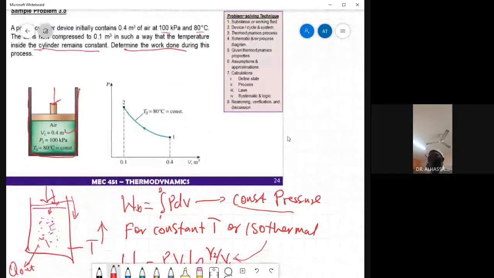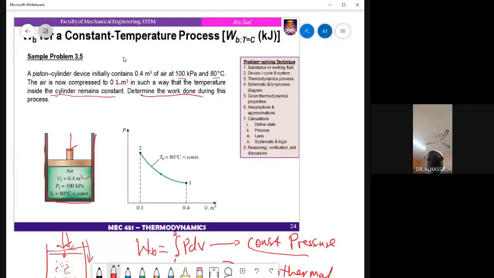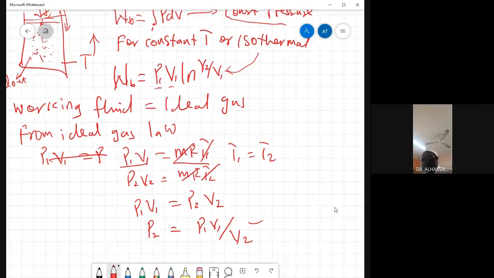Okay, so we know the final volume of the cylinder. So initial volume is this, and then the final volume is given by this. So I think there is no need for us to determine P2. Let's say if you want to find P2, then P2 will be equal to P1 V1 divided by V2, like this. So we know P1, we know V2, then we can find P2, the final pressure. But even this is not necessary.